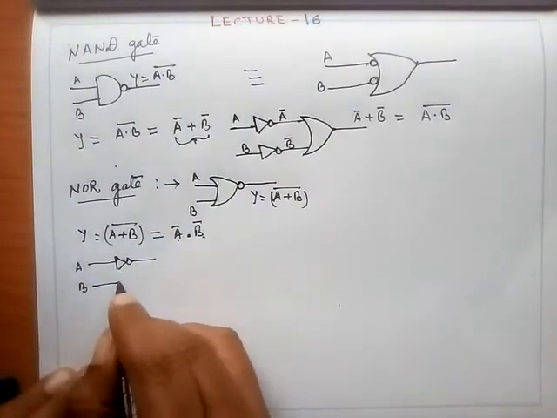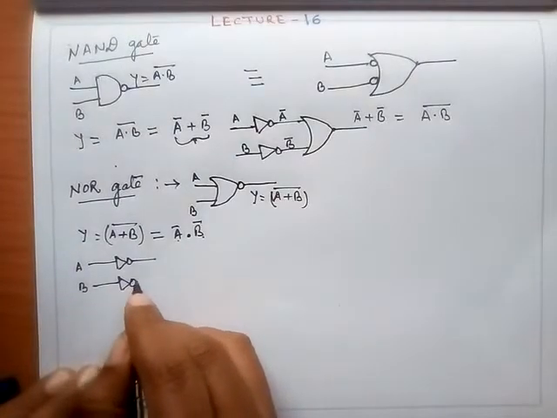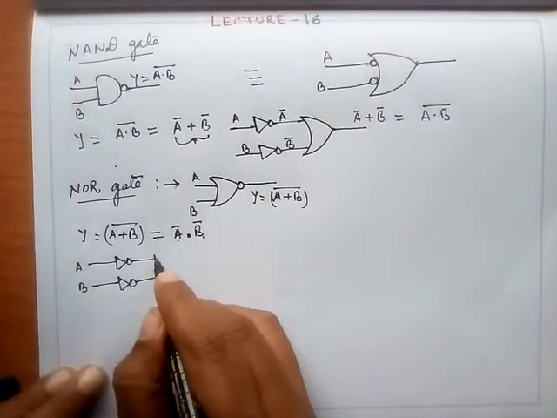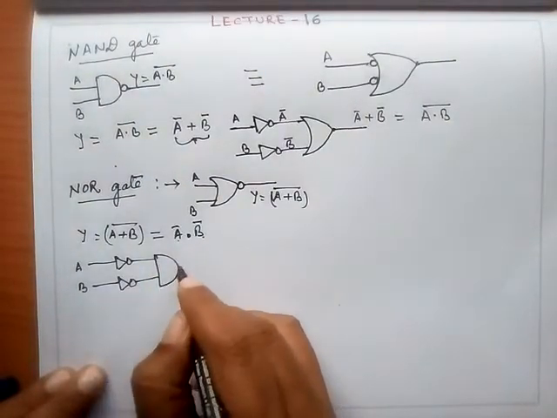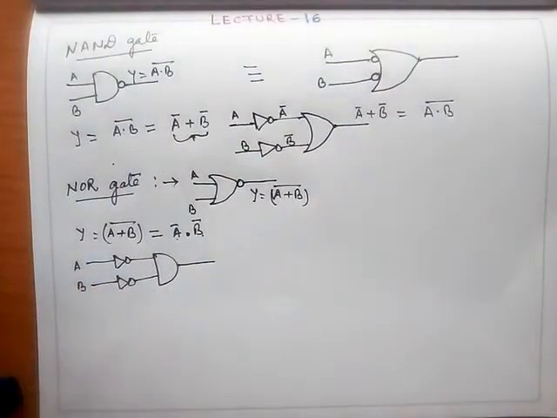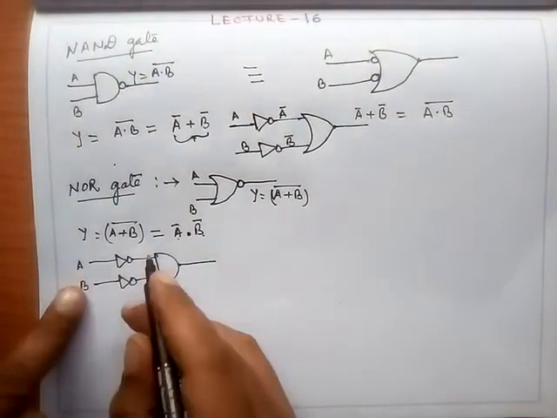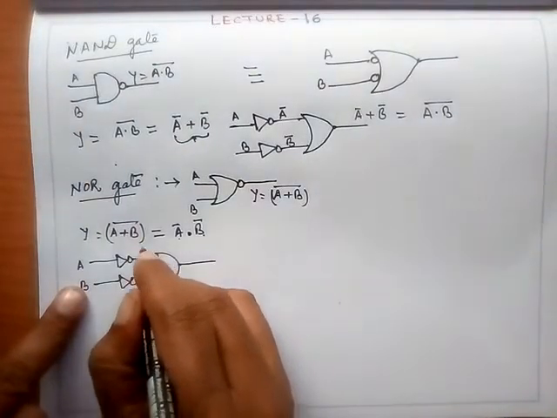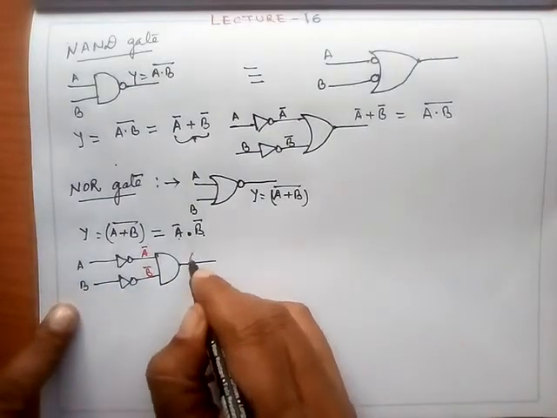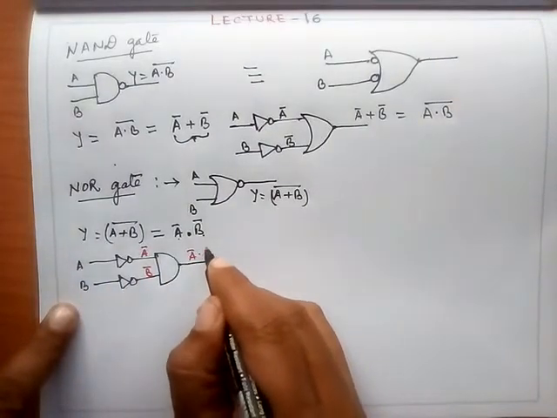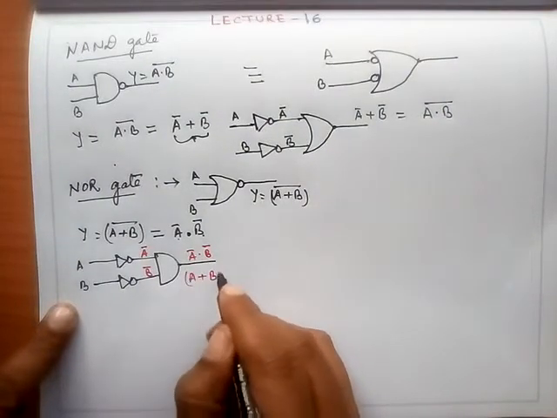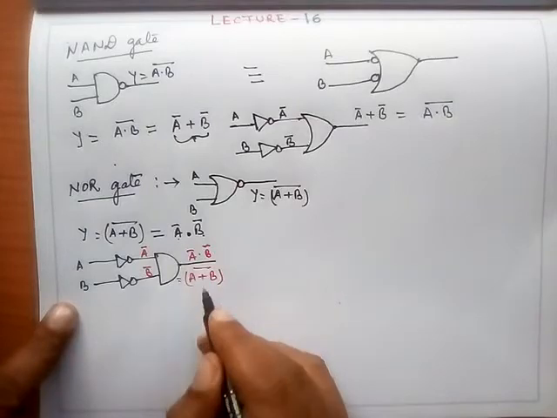For A complement I need a NOT gate. For B complement I need a NOT gate. And for this dot operation I need an AND gate. Now at this point you have A complement, and at this stage you have B complement, and here of course you are getting A complement dot B complement, which is equal to A plus B whole complement. Either you write in this form or in this form.